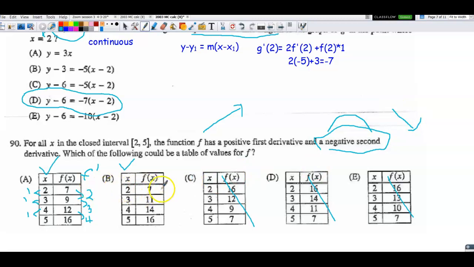All right, so let's check and make sure that it's going to be B. 11 minus 7 is 4. 14 minus 11 is 3. And look there, we have a decrease. And 16 minus 14 is 2. And notice that those first derivative approximations are decreasing, verifying a negative second derivative. So the answer is B.